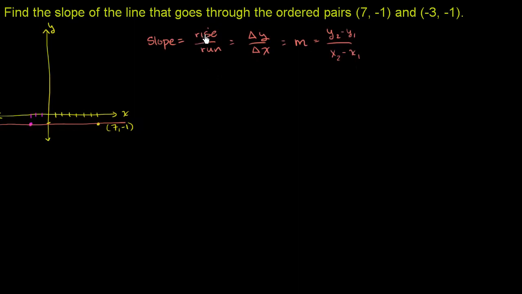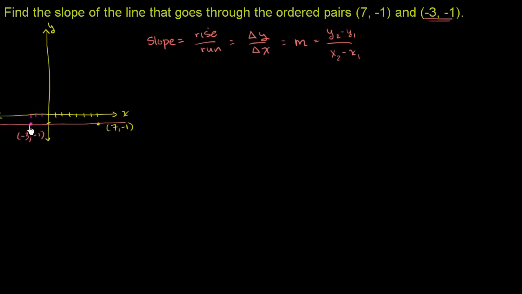If I rise a ton when I run a little bit, if I move a little bit in the x direction and I rise a bunch, then I have a very steep upward sloping line. If I don't change at all when I run a bit, then I have a very low slope, and that's actually what's happening here. Let's view this as the starting point, (-3, -1). If I go from (-3, -1) to (7, -1), I'm running a good bit.